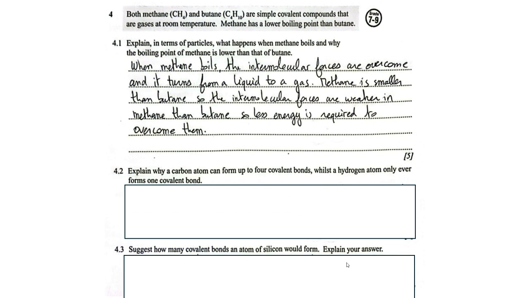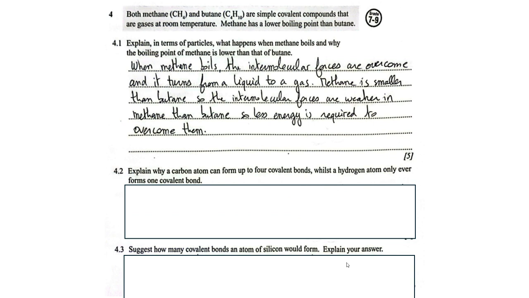Methane is a lot smaller than butane, so the intermolecular forces are weaker between molecules of methane than they are between molecules of butane. Less energy is required to overcome them. Okay, the bigger the molecule, the stronger the attraction between molecules, the higher the melting and boiling point.